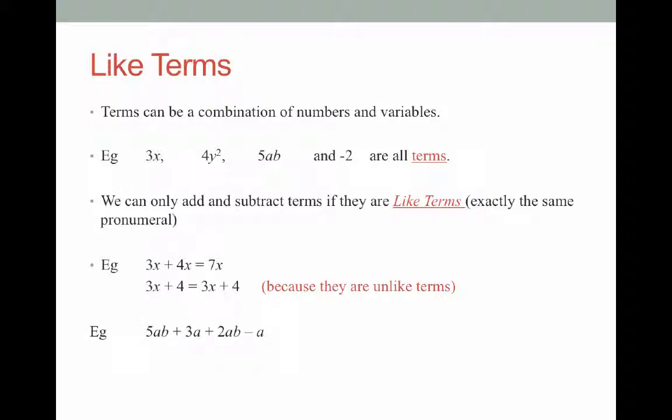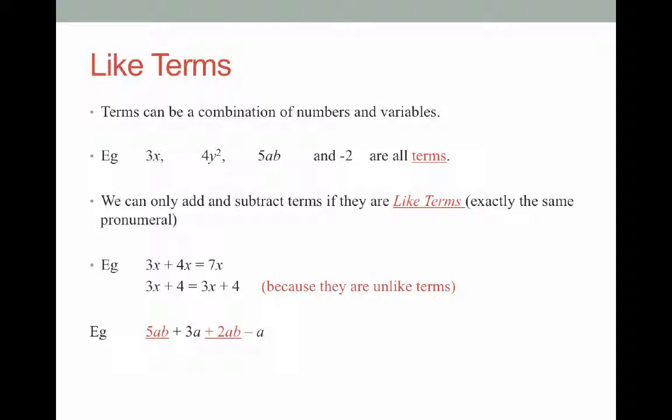Let's take a look at one where there is a combination and they're kind of mixed up and jumbled around. Here we have 5ab plus 3a plus 2ab minus a. It looks like they're like terms because they've all got a's in them, but they're not exactly the same a. Let's take a look at the ab's here.